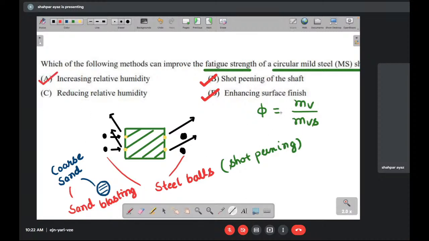So guys, suppose the right answer is ABD. If I am increasing the relative humidity, it means phi is getting increased. When phi is increased, the mass of the water vapor, mv, gets increased, and in that case humidity is going to increase, because the water vapor content increased, which means it can cause corrosion, right? And whenever corrosion takes place, due to corrosion there will be more crack formation, right? Therefore the fatigue strength increases when the relative humidity decreases, right?